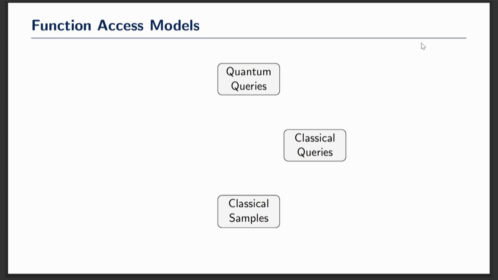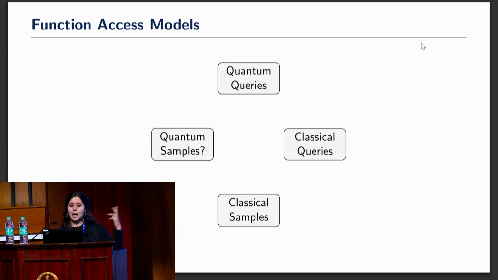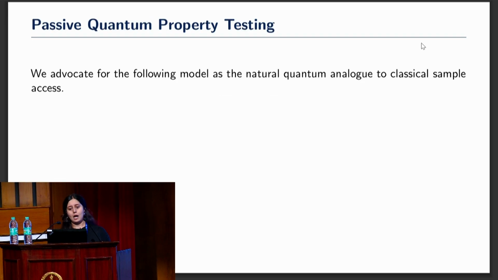So I've been drawing thus far these models rather suggestively. So I have quantum queries, classical samples. You can ask the question, is there a notion of quantum samples? So in our work, we advocate for the following model as the natural quantum analog to classical sample access.